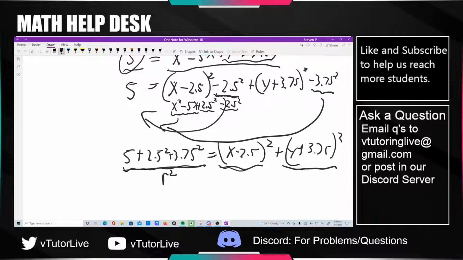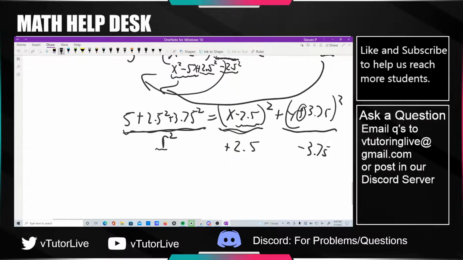Okay, they also ask you to find the center and the radius, right? And the center for this one would just be 2.5. Note that it's a positive 2.5 because this is negative. And this one over here is negative 3.75 because this is positive. Remember that there's a sign difference when you're talking about the center. But yeah, the radius is just this part, right?